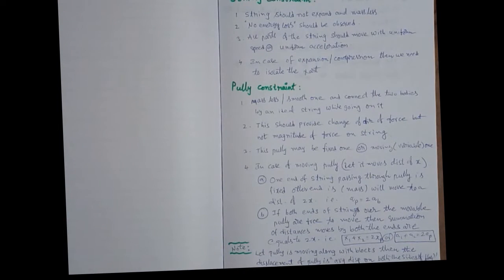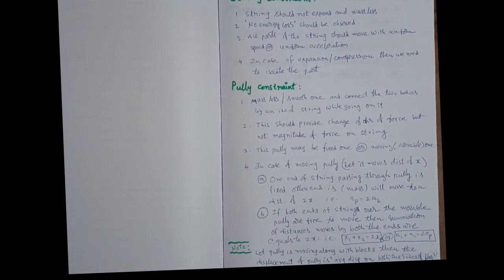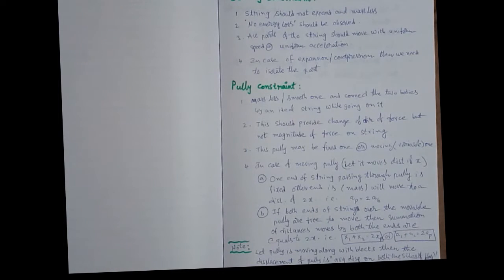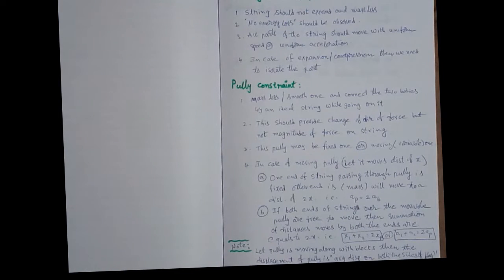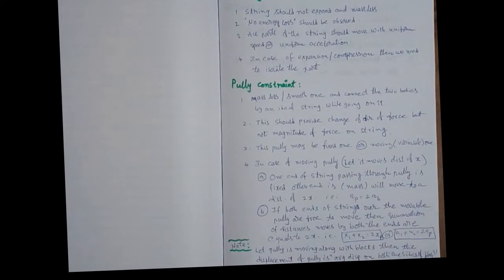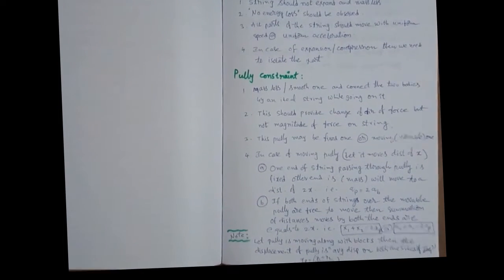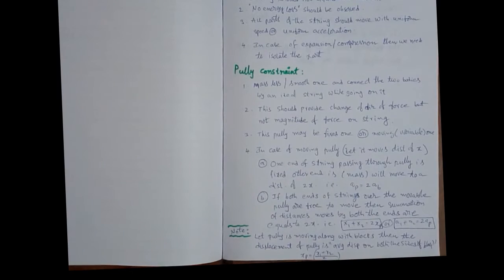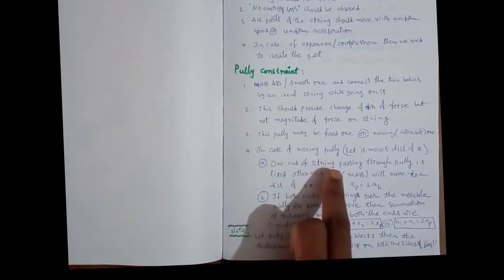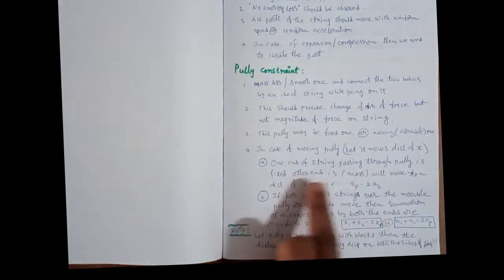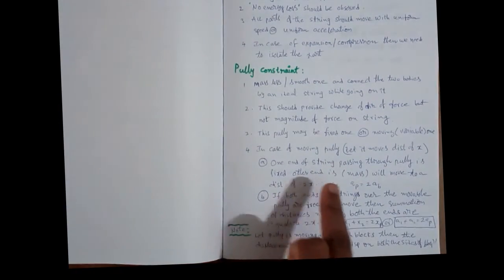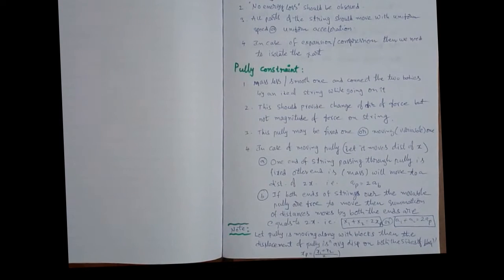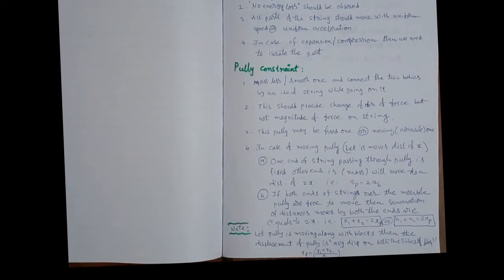These particular pulleys are of two types. Either a fixed one or a variable one, meaning a moving pulley type, in the given problems. Suppose you consider a moving type of pulley, then again we have two possibilities. First possibility: one end of the string passes through the pulley and is fixed at the other end, and the remaining end is connected to a block.